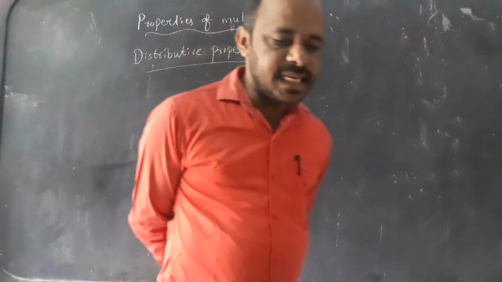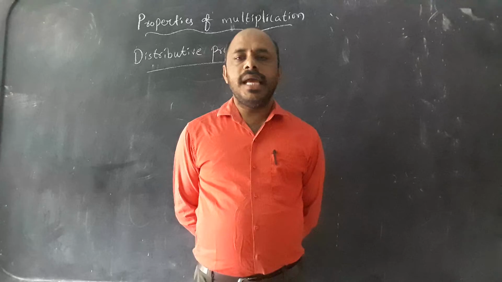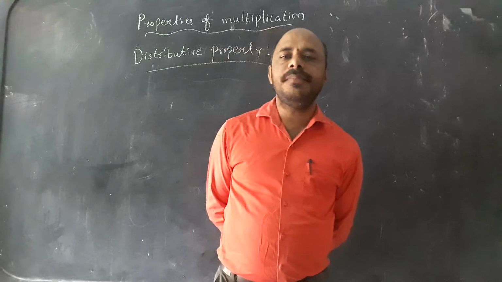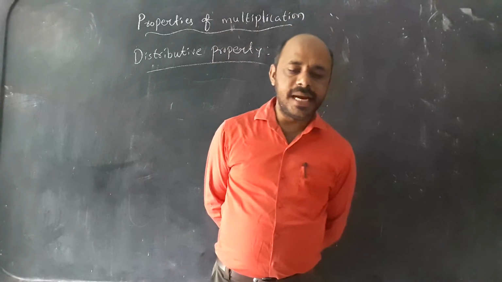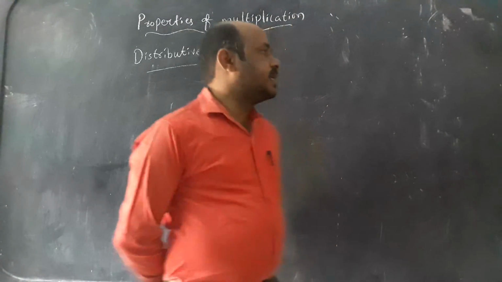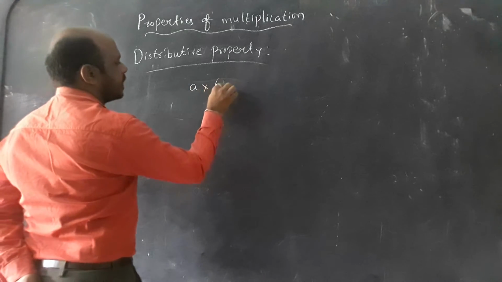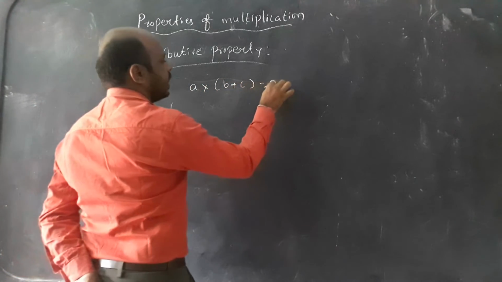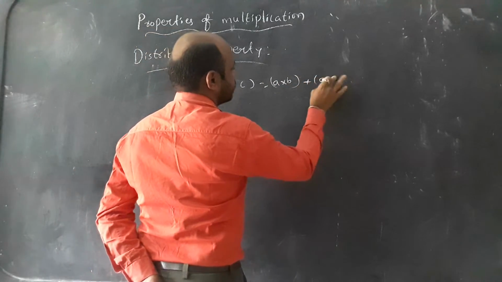Distributive property. See children, in this distributive property we are using the multiplication symbol and the addition symbol. The full form of this property is a into (b plus c) is equal to a into b plus a into c.